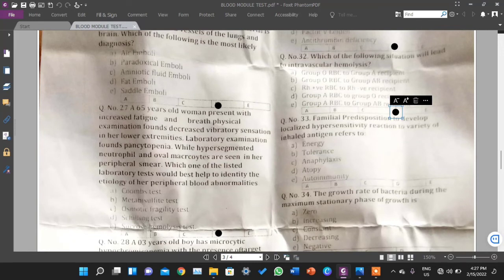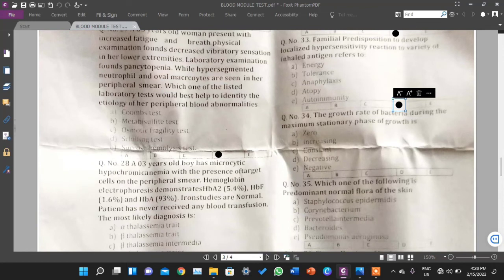Now question number 33 says, familial predisposition to develop a localized hypersensitivity reaction to a variety of inhaled antigens refers to: allergy, tolerance, anaphylaxis, atopy, or autoimmunity. So for question number 33, option D is correct, which is atopy. Question number 34 says, the growth rate of bacteria during the maximum stationary phase of growth is: 0, increasing, constant, decreasing, or negative. So the growth rate during the stationary phase is basically constant.